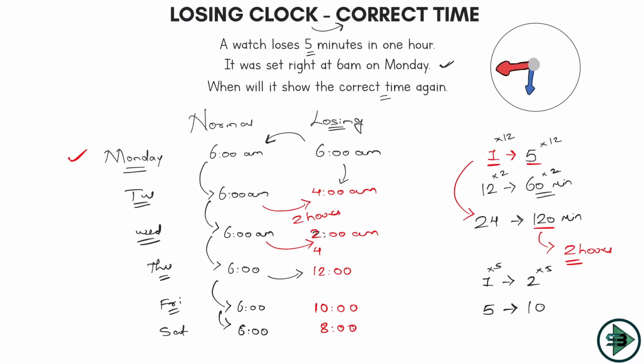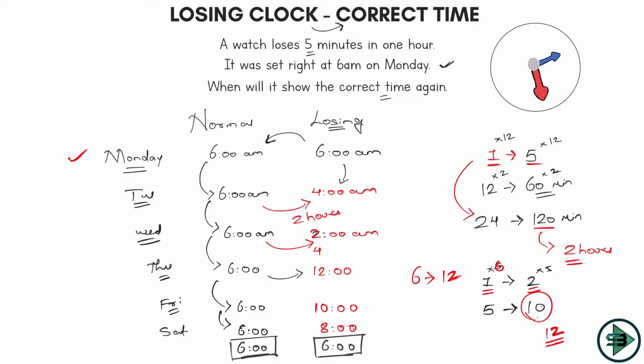When it loses 12 hours, it will show the same time again, and this is something you are supposed to remember. Okay, so what? In one day it loses 2 hours. So in 6 days, 1 into 6 days, it will lose 2 into 6, 12 hours. If it loses 12 hours, what will happen? See, if this will show 6, this lost 12 hours, so this will also show 6 here. And they show the same time again. So when did it happen that they show the same time again? When the difference between their timing is equal to 12 hours.